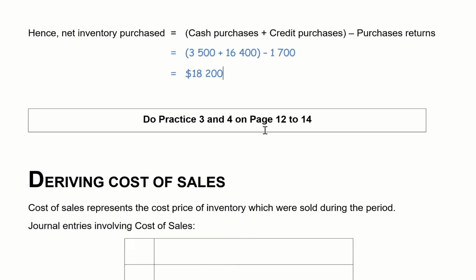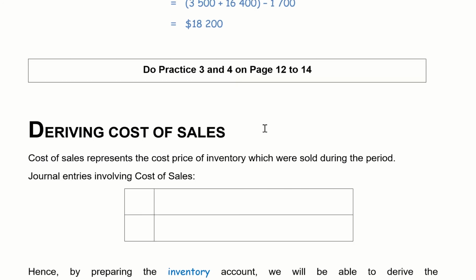So what you should do is practice questions 3 and 4 on pages 12 to 14. You can do it later after you finish this whole set of notes, or you can take a pause now and try to do questions 3 and 4. Actually, my suggestion is take a pause now and do questions 3 and 4 first. Later you can submit all your work into Google Classroom together.